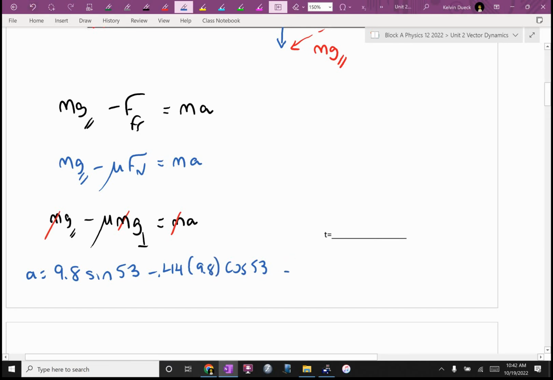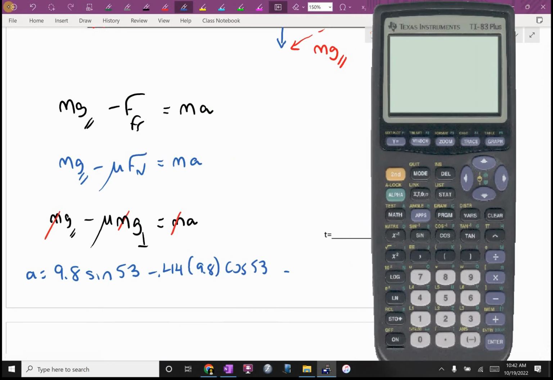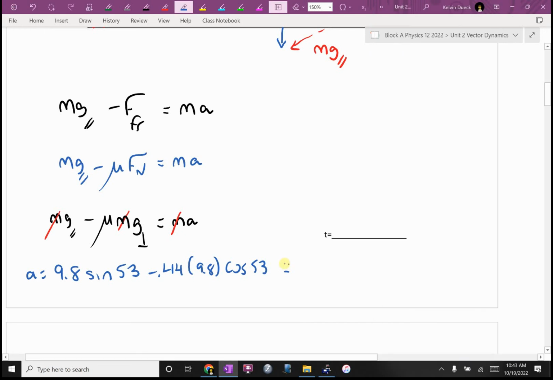I get an acceleration of 5.231, and because this isn't my final answer, I'll carry some extra sig figs. Let me make sure I type that in right. I think I'm right. Is that right for the acceleration? 5.23 and change? I'll go 5.2316. 5.2316 meters per second squared.